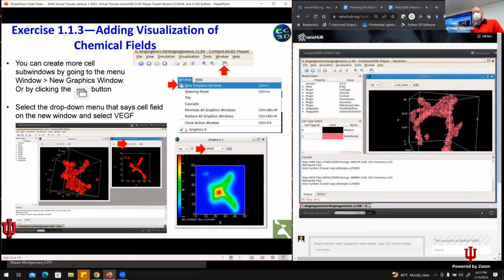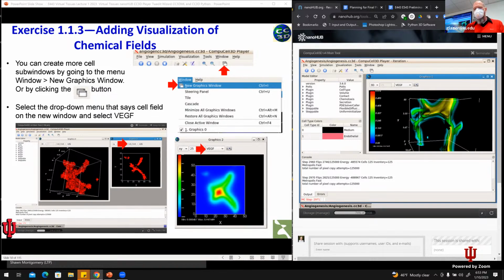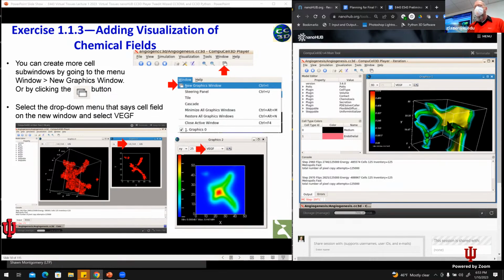The other thing is I mentioned that these cells are not the only thing in the system. There's also a chemical field. There's a growth factor that's being secreted by the cells, diffusing and decaying. Let's look at that growth factor. If I go here where it says cell field, I can pull down, and there's a menu option which says VEGF, which is a chemical field. Try that.